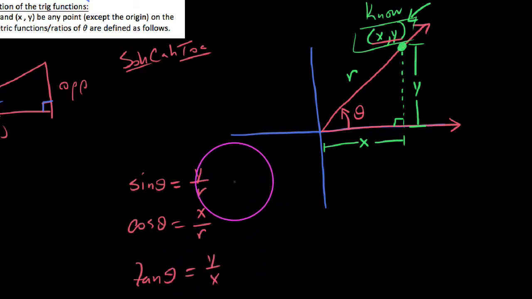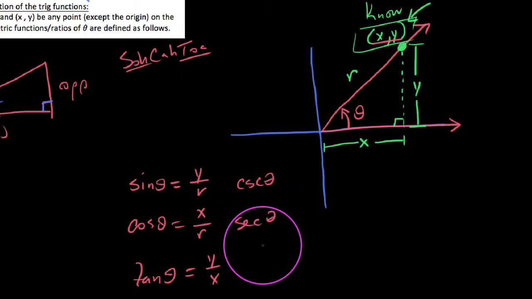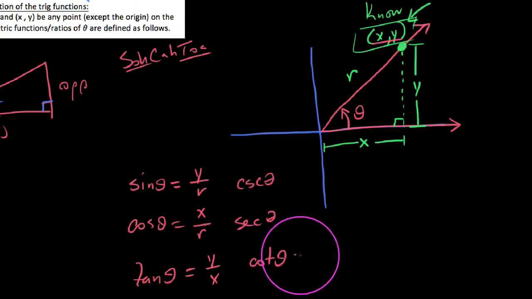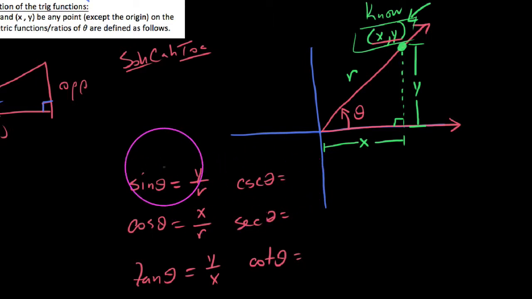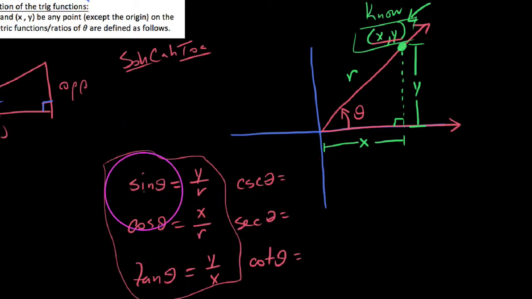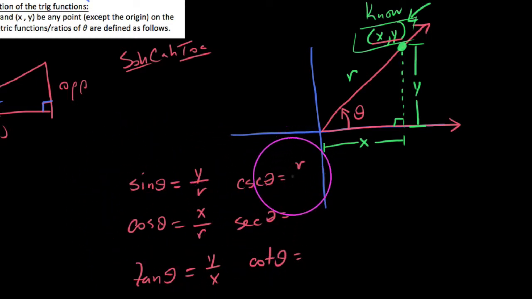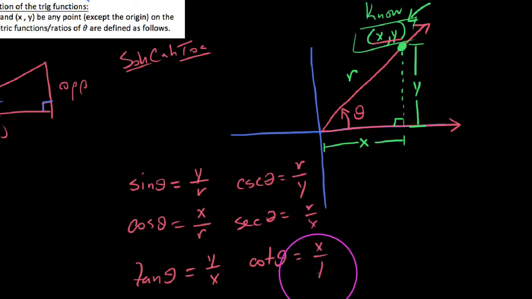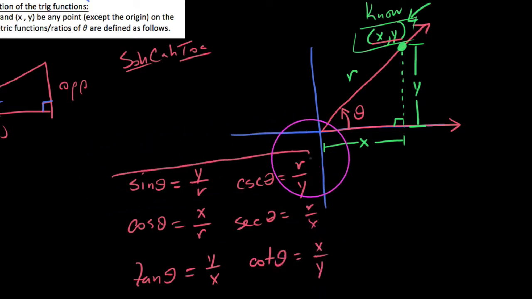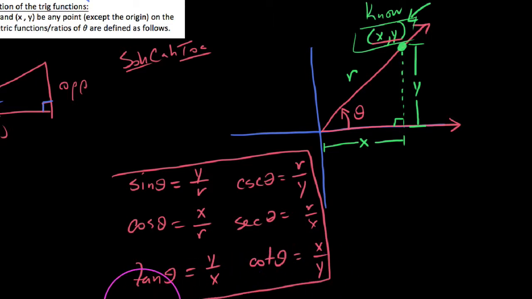And to obtain the other three trig functions, which are cosecant, secant, and cotangent, all we have to do is recognize that these are just the reciprocals of the original three values here. So all we need to do is flip them over. So we get r over y, this would be r over x, and then last but not least, we would get x over y. So this right here is the general definition of the trig function of an angle that's drawn in standard position.